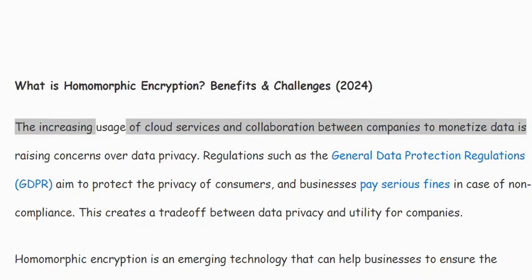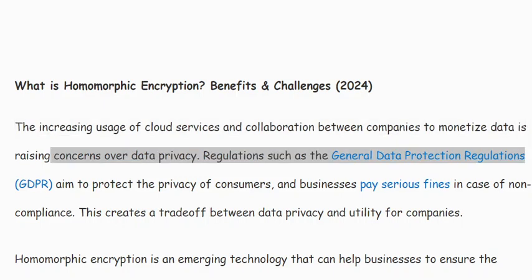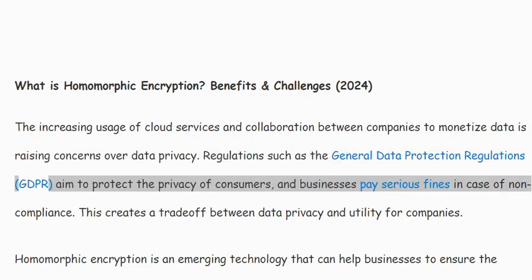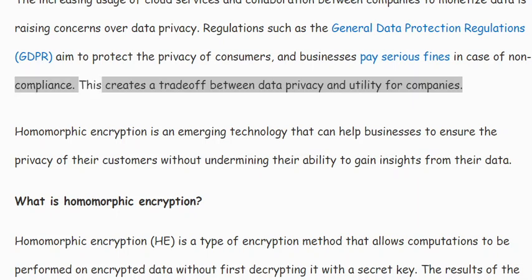The increasing usage of cloud services and collaboration between companies to monetize data is raising concerns over data privacy. Regulations such as the General Data Protection Regulation, GDPR, aim to protect the privacy of consumers, and businesses pay serious fines in case of non-compliance. This creates a trade-off between data privacy and utility for companies.